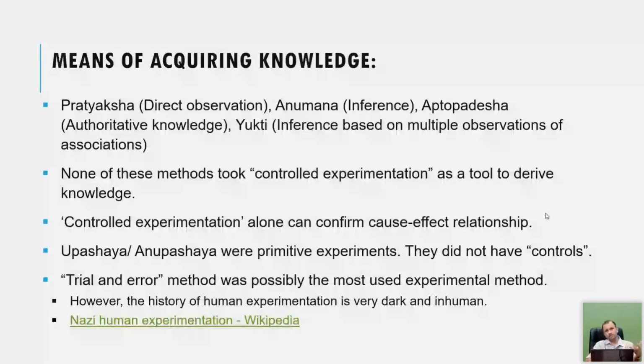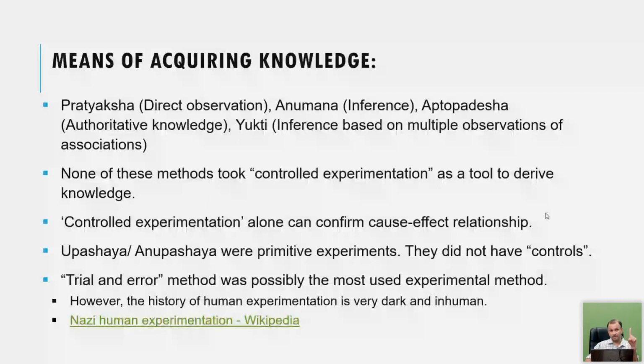Now, coming to the Ayurvedic way of acquiring knowledge: Pratyaksha, Anumana, Aptopadesha, and Yukti. These were the four important means of acquiring knowledge as per Ayurvedic classics. Pratyaksha is direct observation. Anumana is inference. Aptopadesha is authoritative knowledge. And Yukti is inference based on multiple observations of association. And they are quite logical, all of them very highly logical, of course. But none of these methods takes controlled experimentation as a tool to derive knowledge, because controlled experimentation is a new thing. It was not there in any of those ancient cultures. But causation can be ascertained only with controlled experimentation. Cause-effect relationship can be ascertained only with controlled experimentation.